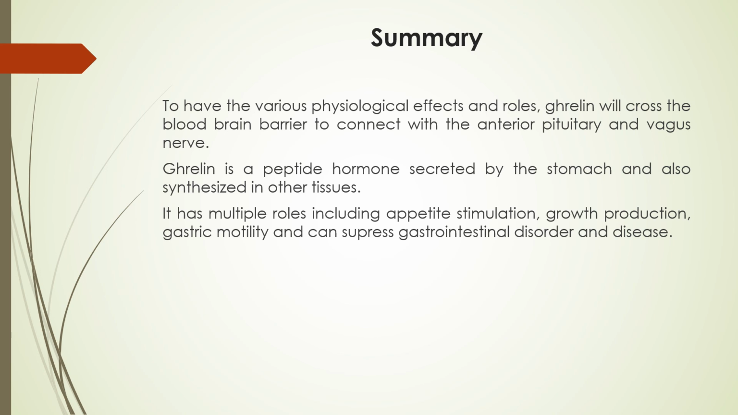To have the various physiological effects and roles, ghrelin will cross the blood-brain barrier to connect with the anterior pituitary and vagus nerve. Ghrelin is a peptide hormone secreted by the stomach and also synthesized in other tissues. It has multiple roles, including appetite stimulation, growth production, gastric motility, and can suppress gastrointestinal disorders and disease.